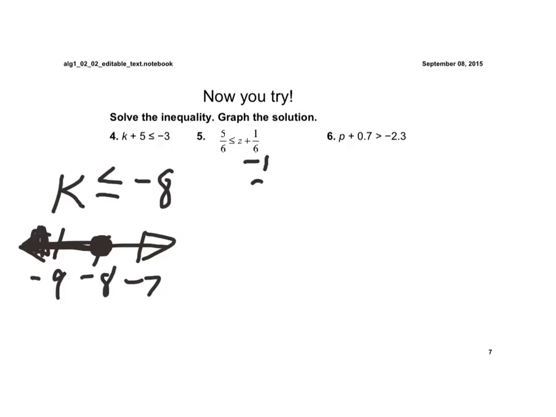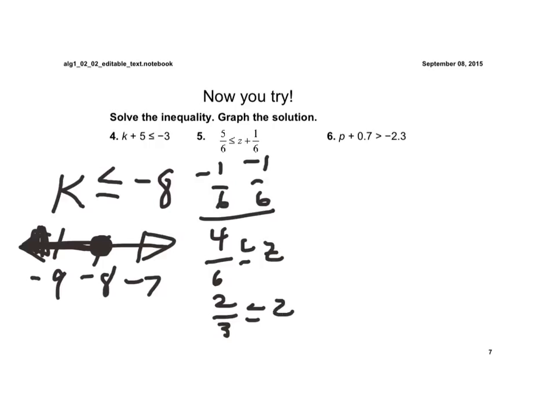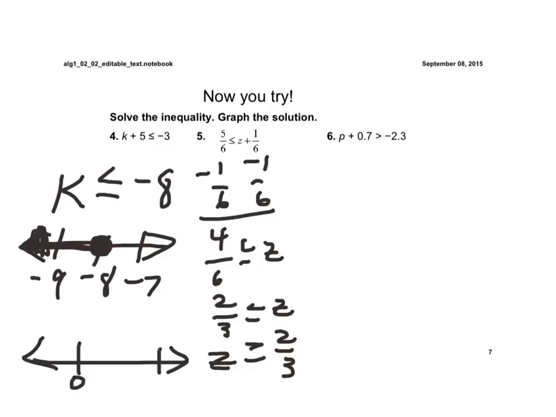Here I'd subtract 1/6 from each side, or add a negative 1/6 to each side, and I get 4/6 is less than or equal to z. That would be the same as 2/3 is less than or equal to z. Then I want to rewrite it, so it's going to be z is greater than or equal to 2/3. And then again, I would graph this. So 2/3 lies between 0 and 1. So 2/3 is about here. Again, it's greater than or equal to, so I color it in. I shade it to the right.